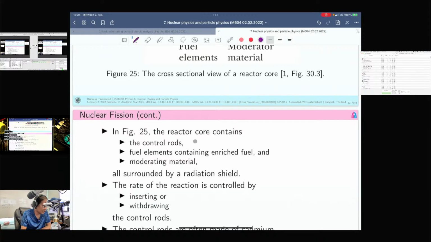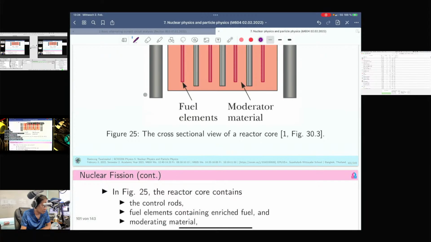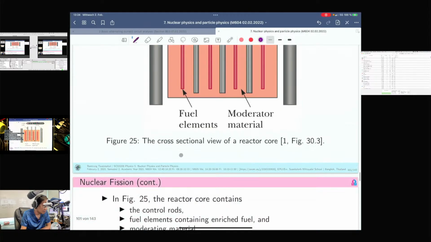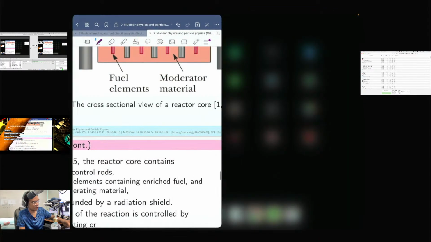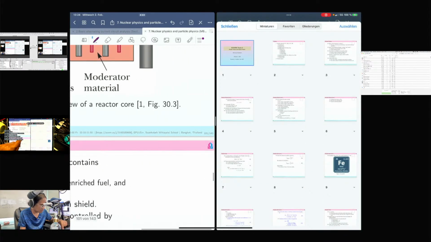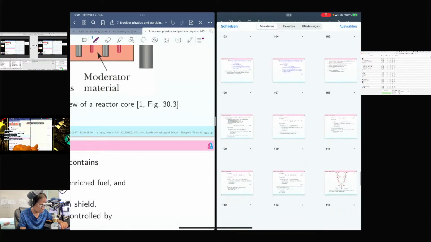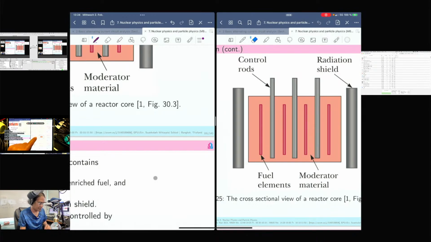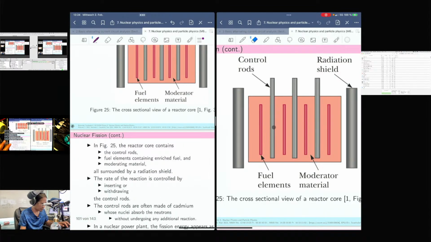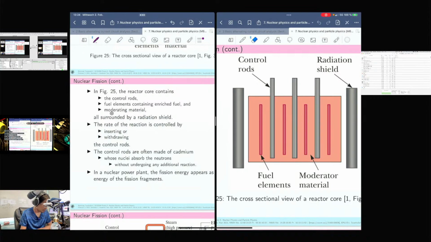The reactor core contains the control rods. This is the reactor core, the room where we have nuclear fission. We have control rods, the gray ones. Let me open another one, it's better. It's on page 101. Humans are quite clever. We have control rods here. We have fuel elements containing enriched fuel, and the most popular enriched fuel is uranium-235. You can also use another isotope. It could be anything else.